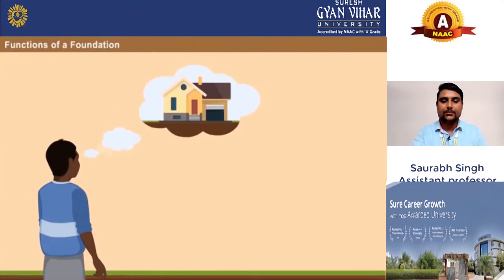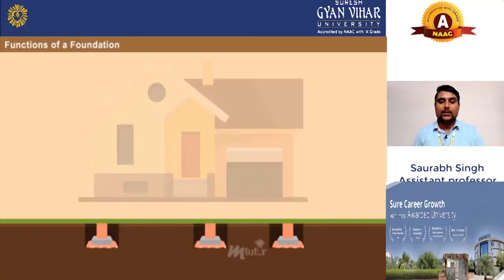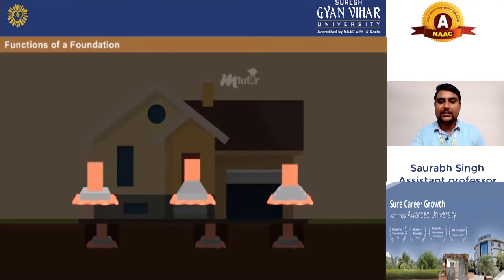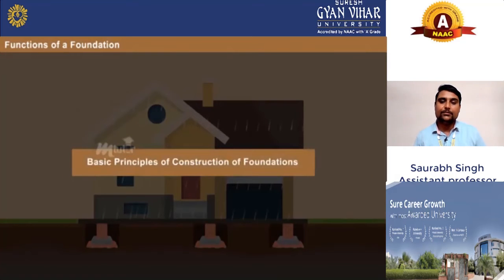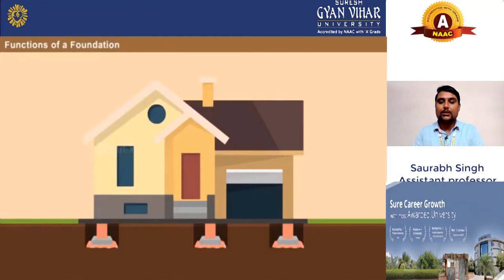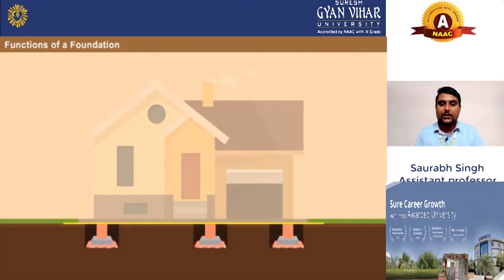With the help of this animation video, you will also know what is the function of foundation, and you will also know the idea of how it works. And as you can see on your screen, there is one building, and it is supported by 3 foundations. During the rain, this foundation will hold the load of the whole structure. That is the basic principle and construction of foundation. As you can see on this animation video, this house is held by these three foundations.